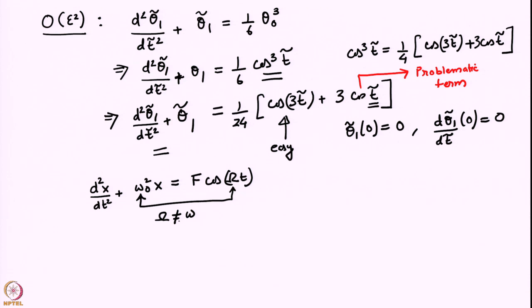When capital omega is not equal to small omega, then we can guess the particular integral. However, when capital omega is equal to small omega, we start getting resonance. When this condition is fulfilled, we start getting resonance, and resonance implies growth because it is feeding energy to the oscillator at the same frequency, and so you will get t sin t, t cos t kind of terms in the particular integral. Now, why is that a problem?